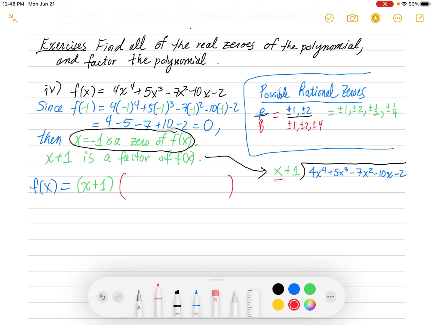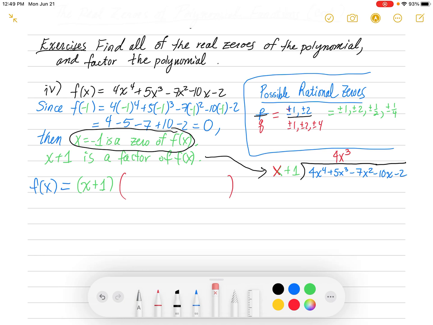So first I have to ask the question, okay, what times x, what times this red x out front, I'm going to make it red, times this red x gives me 4x to the 4th power? 4x to the 3rd power. So I'm going to put 4x to the 3rd power up top in the cubing column. That's called the cube column, where the cubes go.